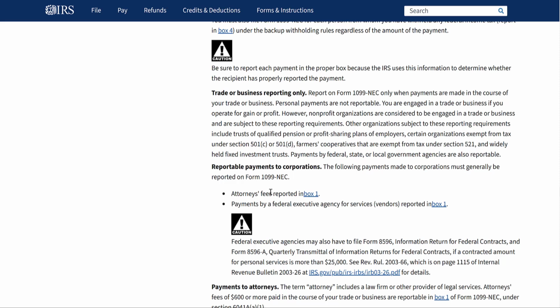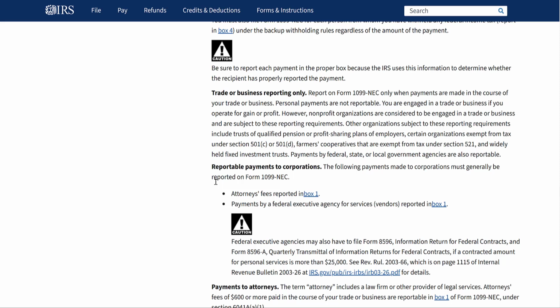If an attorney is taxed as a corporation, I still have to file a 1099 for that attorney. Okay, so here's the exceptions. If they have told you that they're a corporation on their W-9. Sally, because she's cleaning my office, if Sally is a corporation, she doesn't receive a 1099.